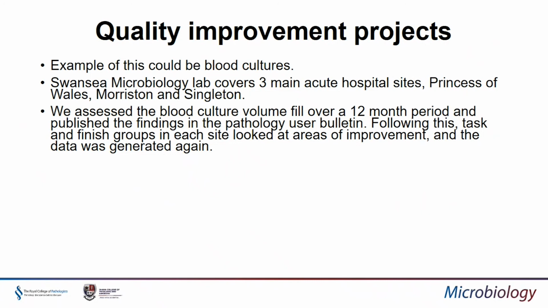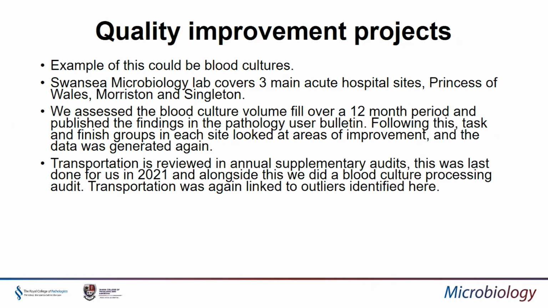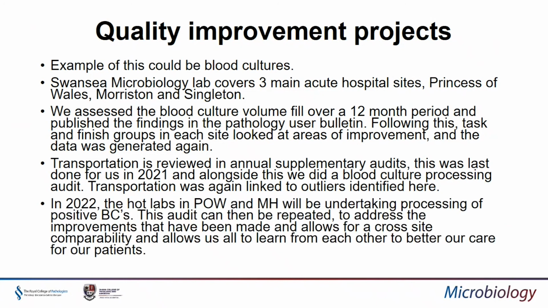Following this, task and finish groups in each site looked at areas of improvement and the data was generated again. Transportation is reviewed in our annual supplementary audits anyway, and it was last done at the end of 2021. Alongside this, we also did a blood culture processing audit, and transportation was linked again to all outliers in the processing audit. In the transportation audit, we also had quite a lot of outliers that didn't come to us in the set time period. So there's quite a lot of delays that are linked to transportation.